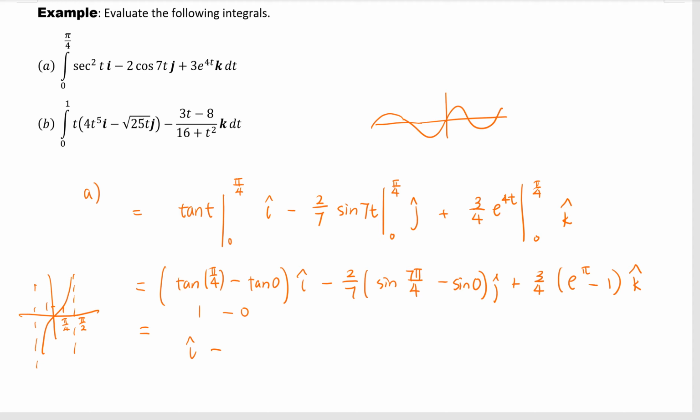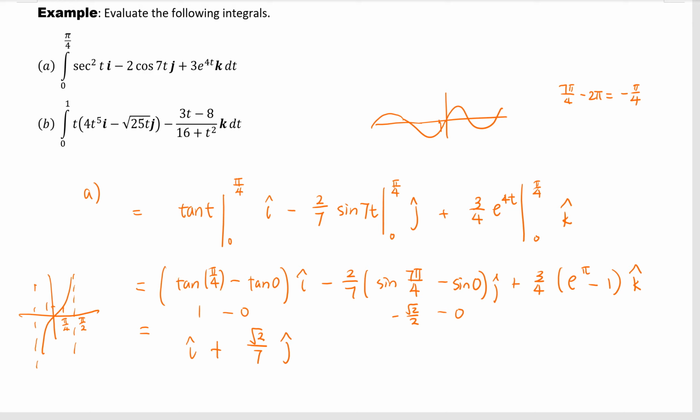Sine is 2 pi periodic. So 7 pi over 4 minus 2 pi just gives us minus pi over 4. So minus pi over 4 is right here, and it just gives us minus root 2 over 2. And sine of 0 is 0. Okay, but minus minus becomes plus, and the 2s cancel. We have root 2 over 2 j. Is that okay, everybody?